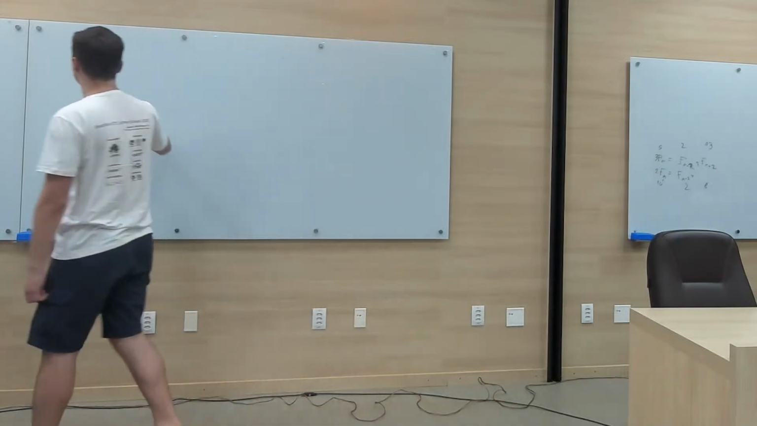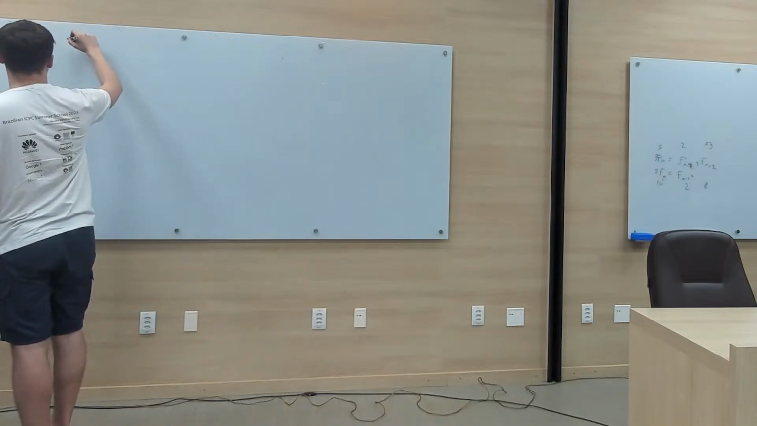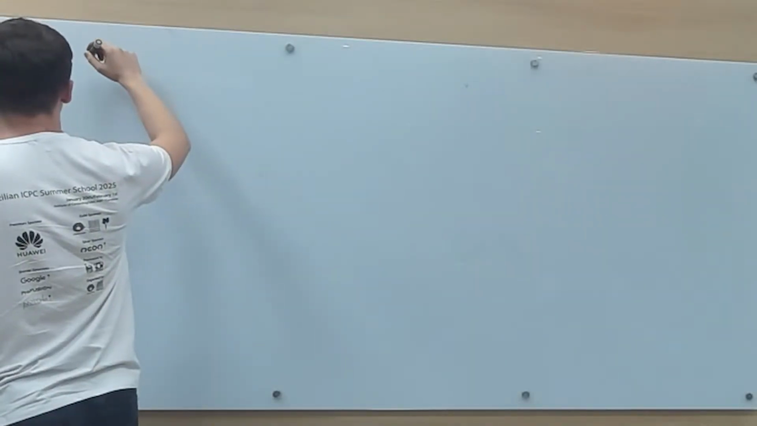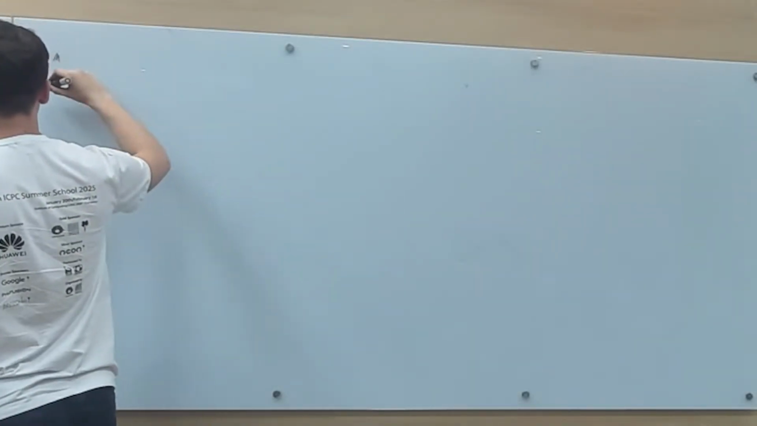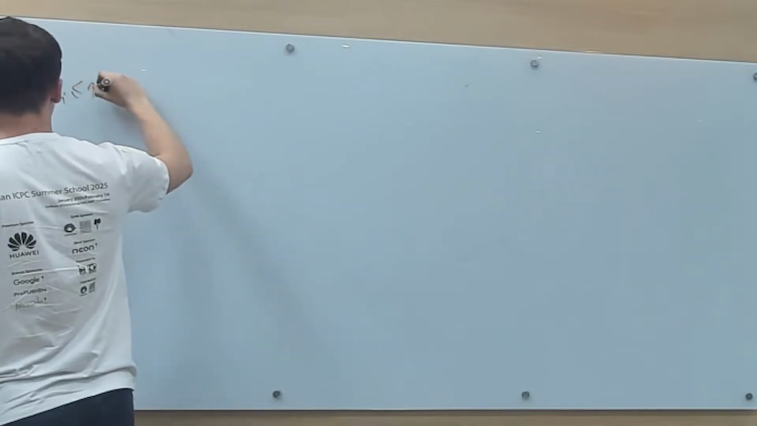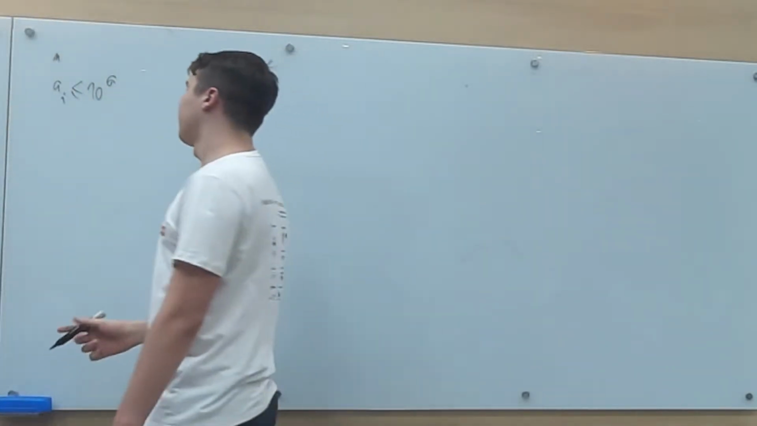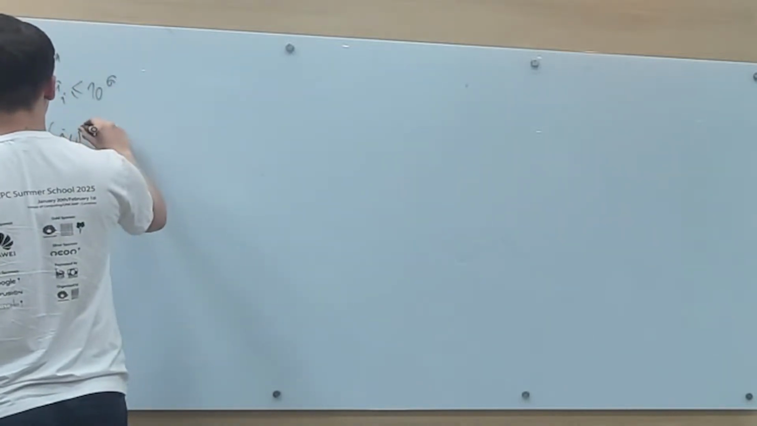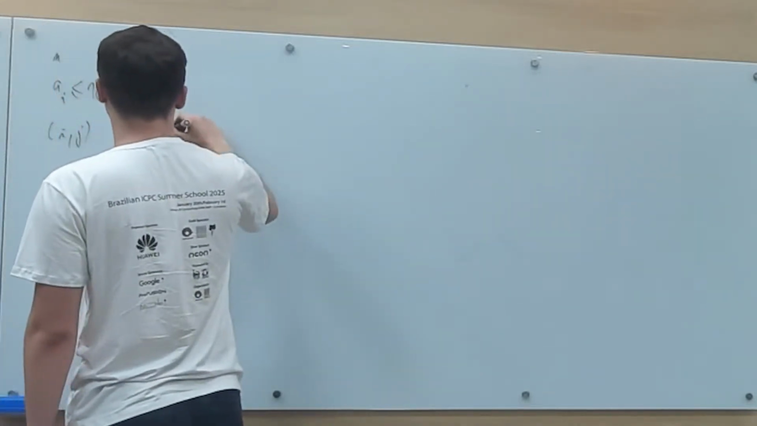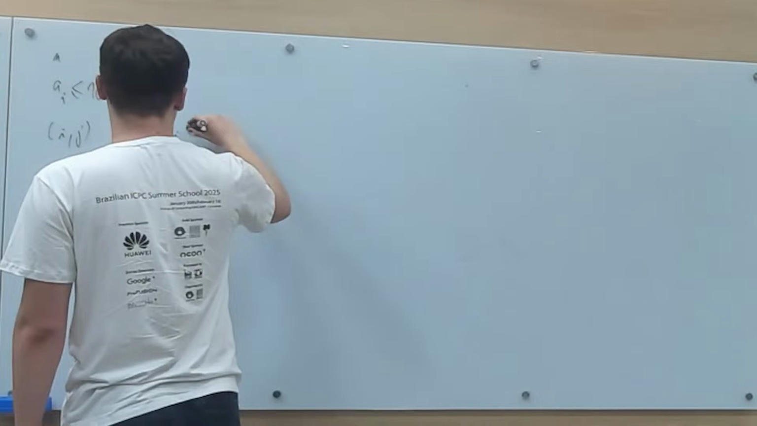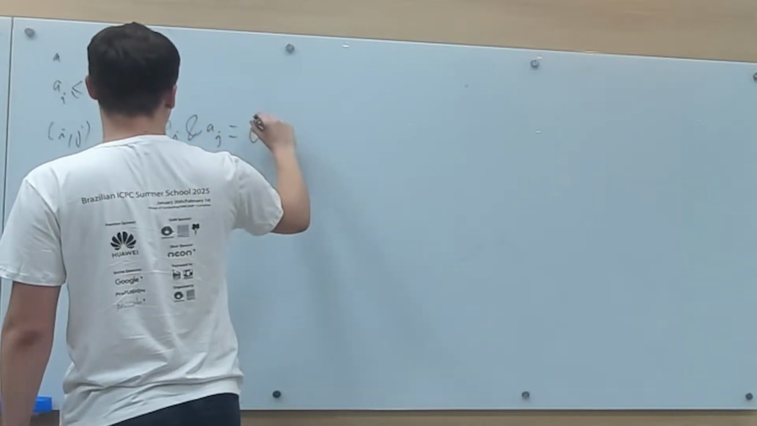Let's say we have n integers, each ai up to 1,000,000, and we would like to count the number of pairs of indices such that ai AND aj is equal to 0.